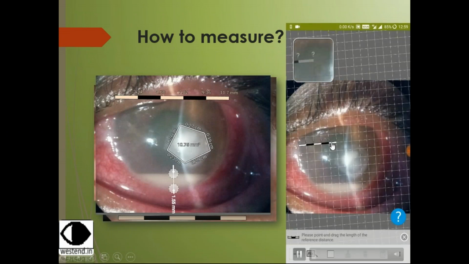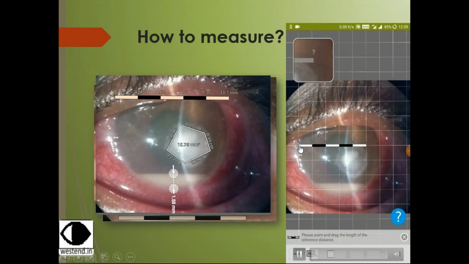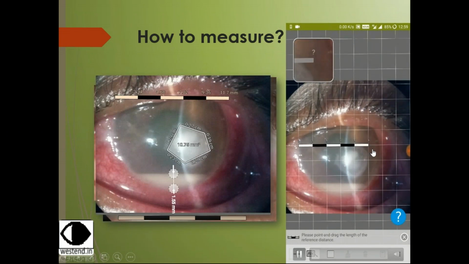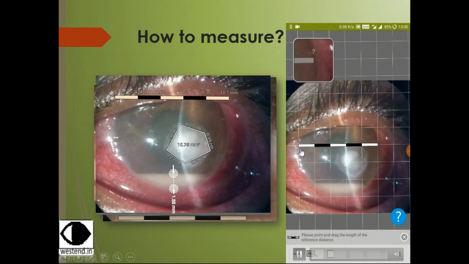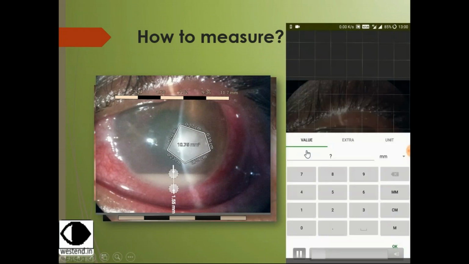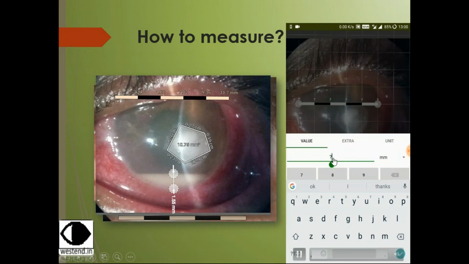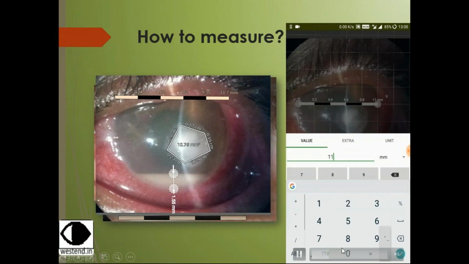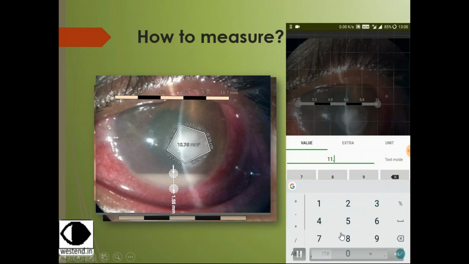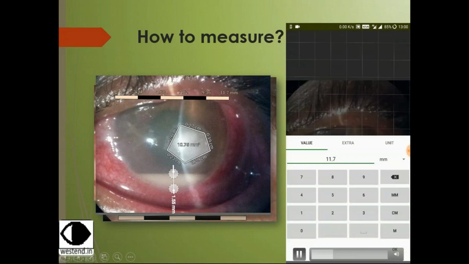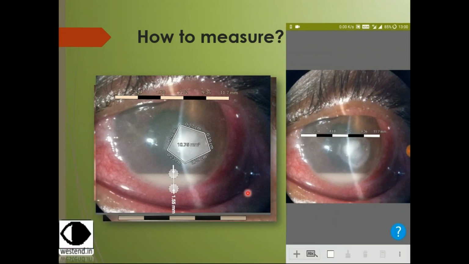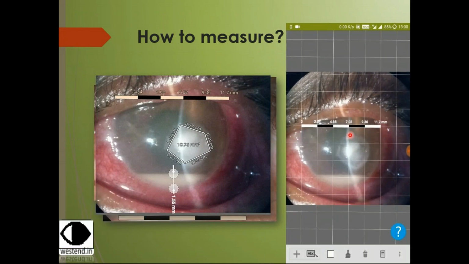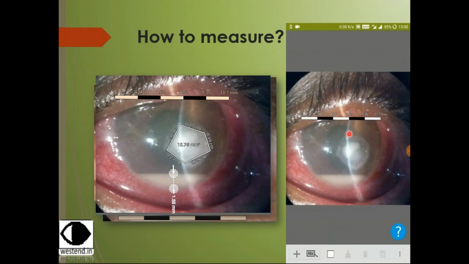With the ImageMeter app, you take an image and draw the reference scale. You draw the reference scale. So this patient's white to white was say 11.7 millimeters. So we put that, and then you can push it off from your area of interest.